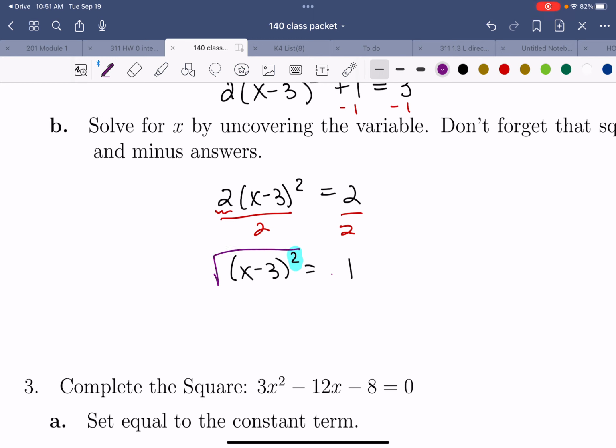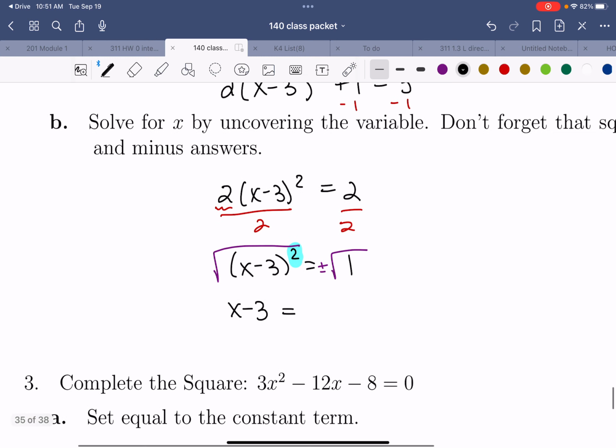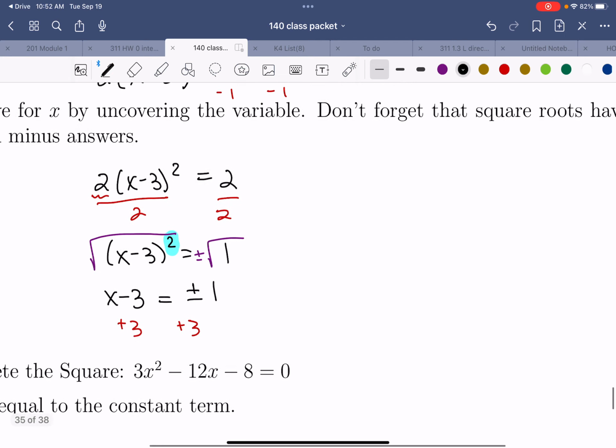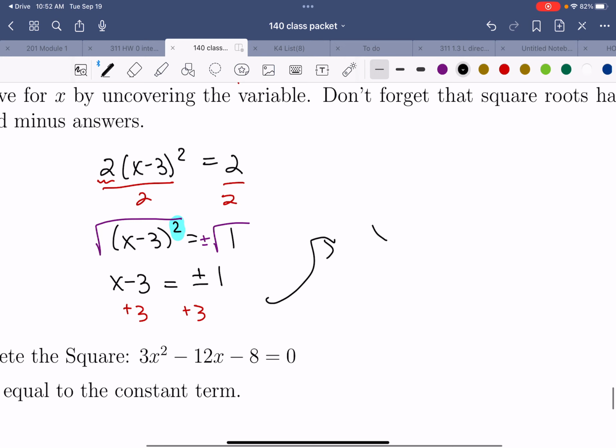So we can take the square root here and the square root here, but we got to remember our plus or minus, okay? So on the left, I'm left with just the x - 3 inside, and over here, the square root of 1 is 1, so I get plus or minus 1, okay? Then I'm going to go ahead and add 3 to both sides. And so what I have is x = 3 ± 1.